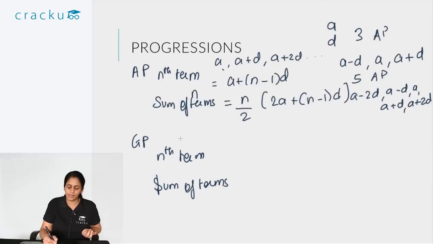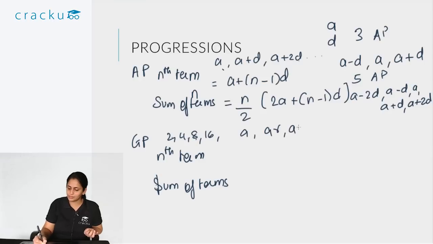A GP is a progression in which consecutive terms have a common factor between them. So for example 2, 4, 8, 16, etc. So here 16 by 8 is 2, 8 by 4 is 2, 4 by 2 is 2. So this is a geometric progression. It's generally written in the form a, ar, ar square, ar cube, and so on.